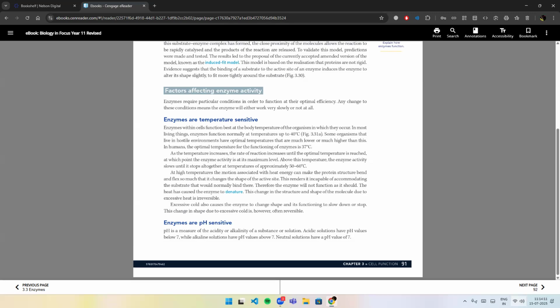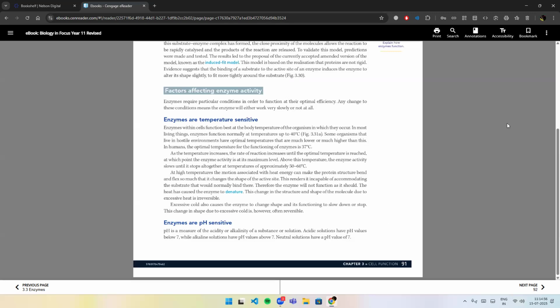Factors affecting enzyme activity. Enzymes require particular conditions in order to function at their optimal efficiency. Any change to these conditions means the enzyme will either work very slowly or not at all. Enzymes are temperature sensitive. Enzymes within cells function best at the body temperature of the organism in which they occur. In most living things, enzymes function normally at temperatures up to 40 degrees Celsius.